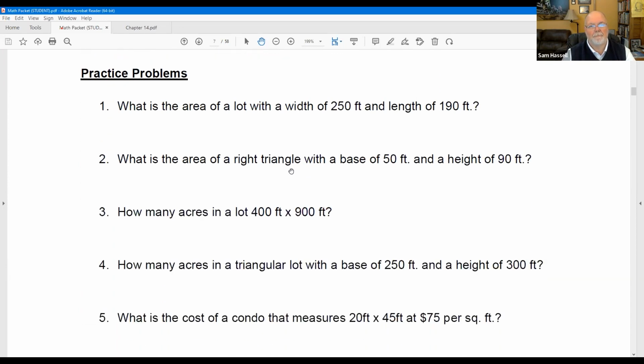All right. So first question, what's the area of a lot with a width of 250 feet and a length of 190 feet? 250 by 190.